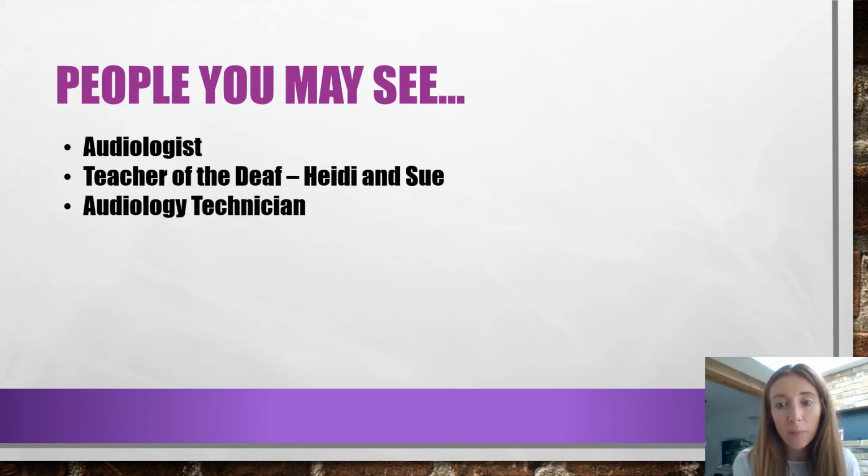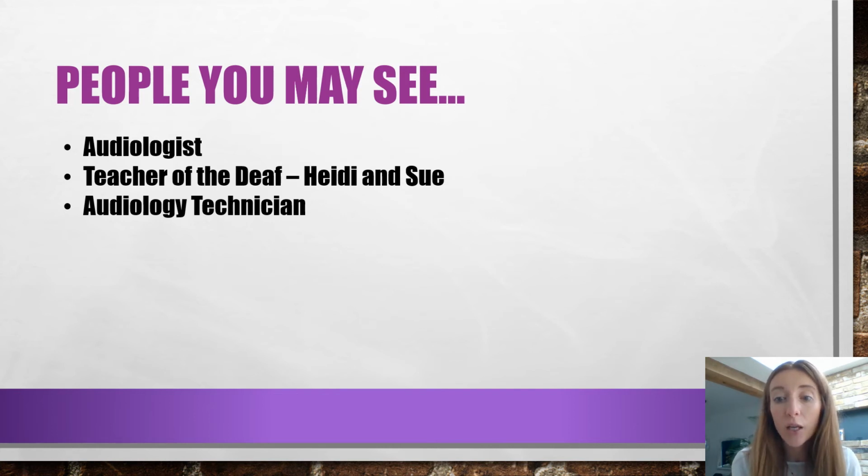So if you have a hearing impairment and something is wrong with your ear, then there are certain people that you might see that other people don't. The first one is the audiologist. So you might well have appointments that you have to go to regularly. You take time off school sometimes to go and see the audiologist and check your hearing.